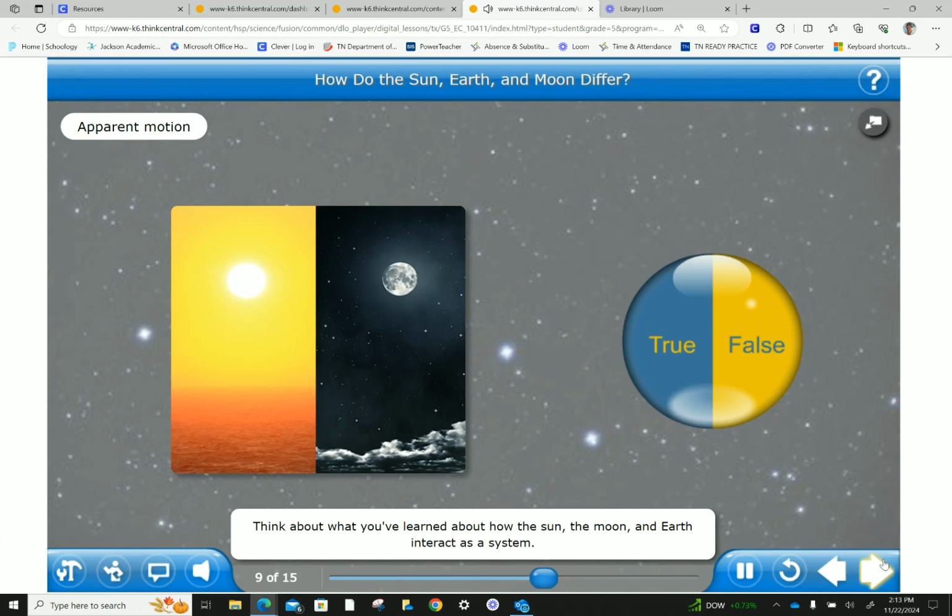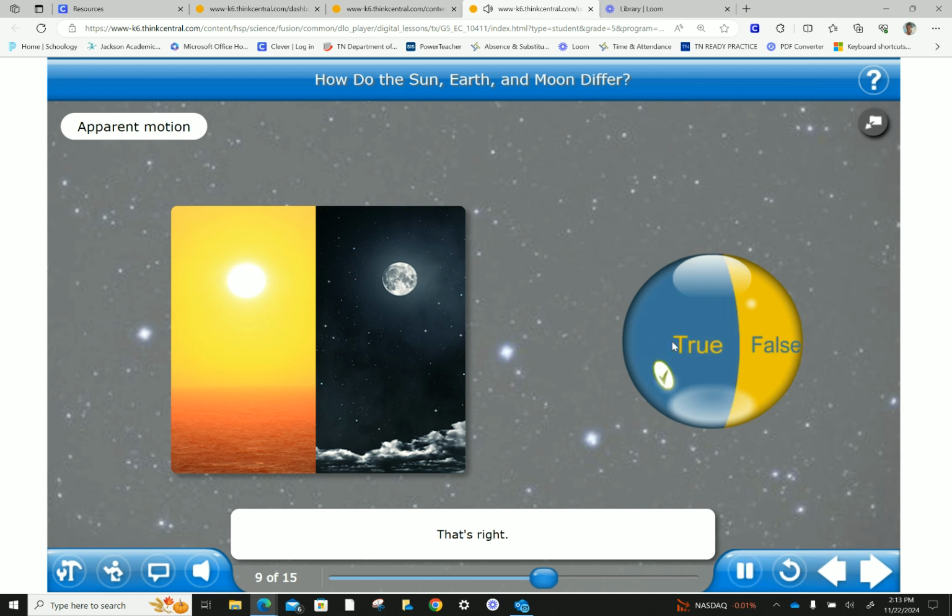Think about what you've learned about how the sun, the moon, and Earth interact as a system. Is this statement true or false? Earth's rotation on its axis causes it to appear as if the sun, the stars, and the moon move across the sky. Click your answer. That's right. As Earth rotates on its axis, it allows you to have different views of the sun, stars, and moon, causing their apparent movement across the sky.